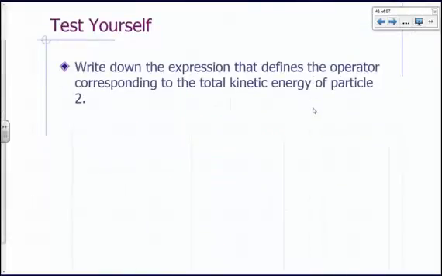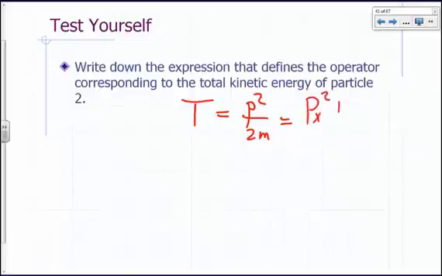So what would be the operator that corresponds to the total kinetic energy of particle number 2? Well, total kinetic energy would be p squared over 2m, right? But we're dealing with 3 dimensions here. So what's the square of a momentum vector? p_x squared plus p_y squared plus p_z squared, divided by 2m. So that's the classical expression.